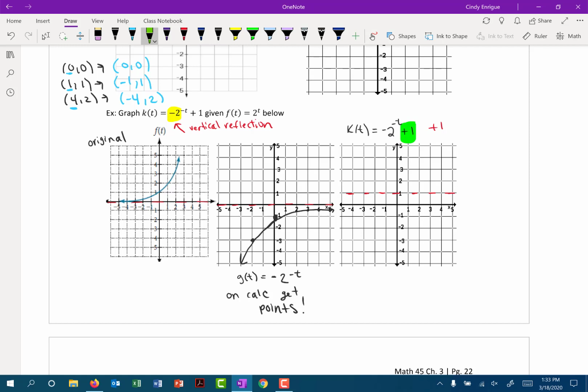So now my new graph, well, if I was at 0, -1, I'm going to go up and I'm going to be at 0, 0 now. This point over here, if I was at -2, -3, now I'm going to shift it up and be at -2, -2. So now I know more or less that my graph is going to look like that. That is my end graph. And really, your calculator is going to be your best friend in this section.